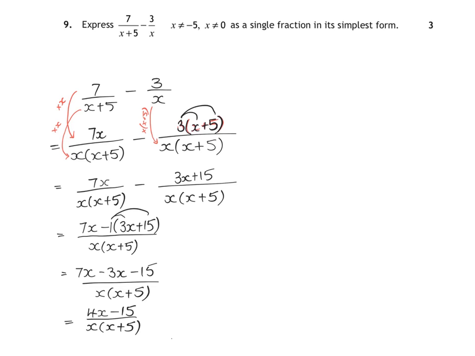The marks for this question come from 1 for the x bracket x plus 5, so having the common denominator. 1 for having a consistent denominator, so bringing it into one fraction. And then 1 for simplifying, so that question is worth 3 marks.